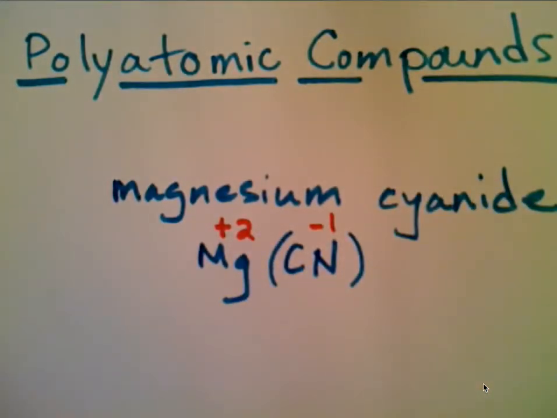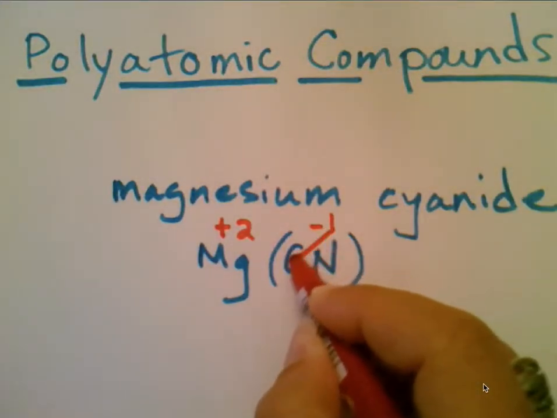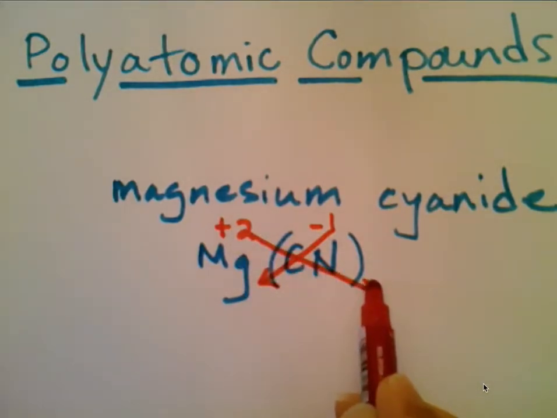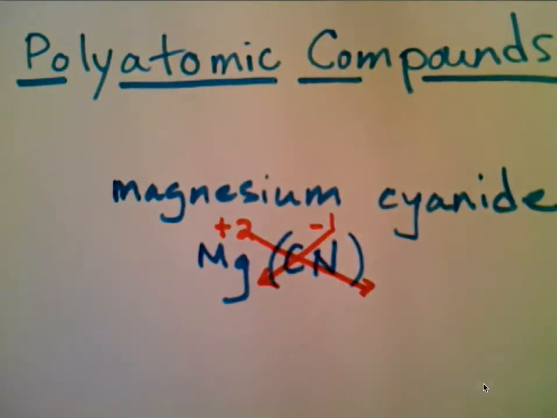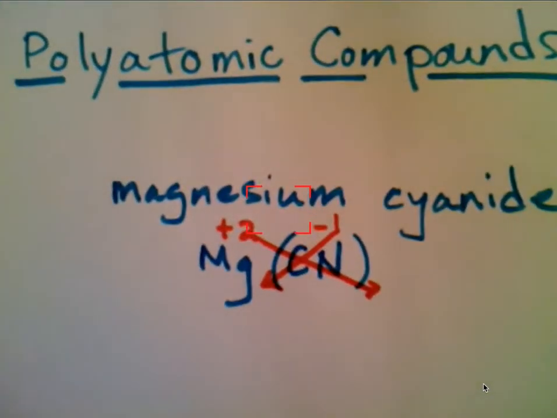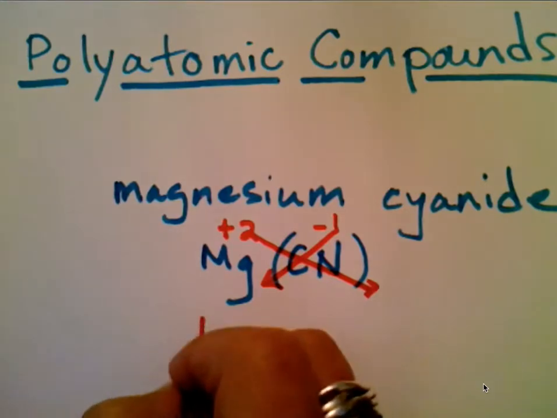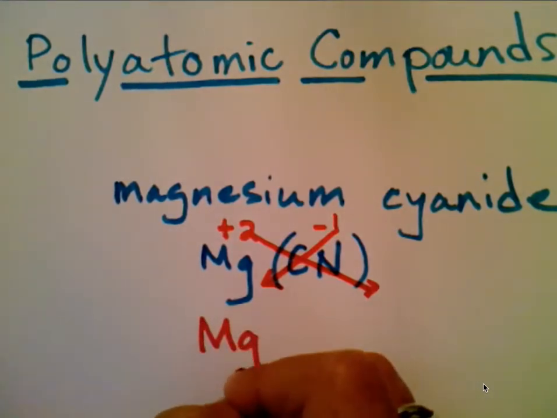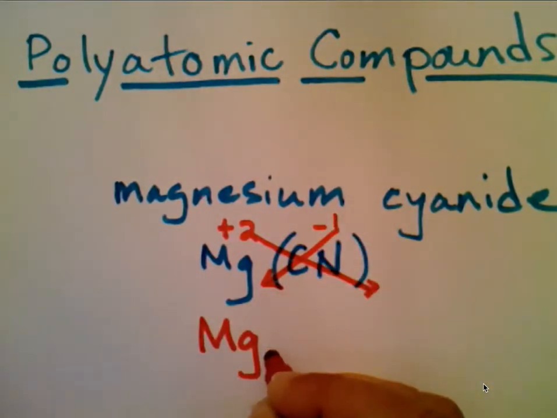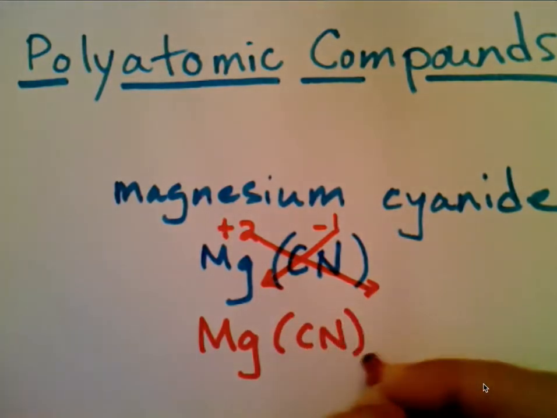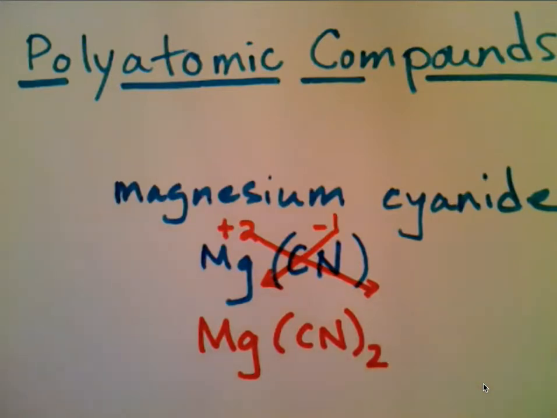And what I do is I write those above, and then I do the same as I did before. I crisscross, making sure that this 2 comes outside of the bracket. Let's see if I can get that to be a little bit more clear. There we go. And so after the crisscross, I have Mg. Remember, I never write the 1. I'm going to leave my brackets, and I'm going to write my number outside the bracket.